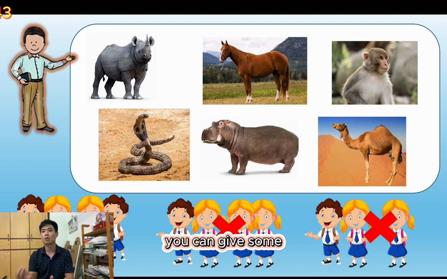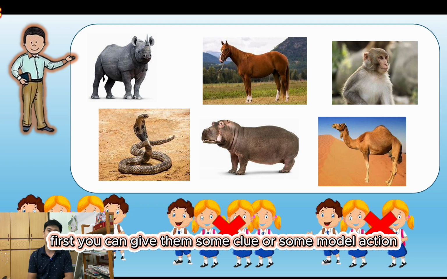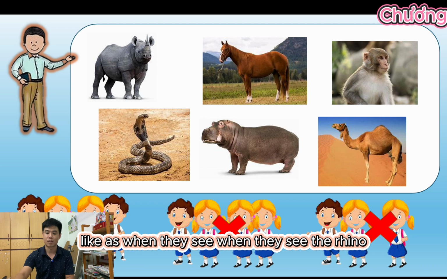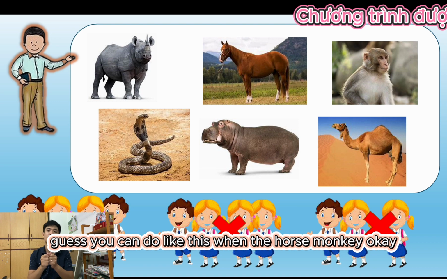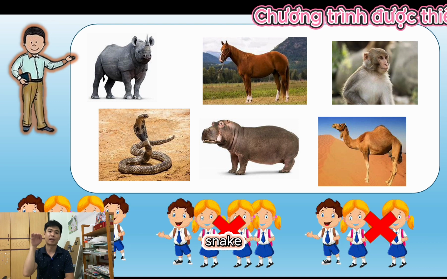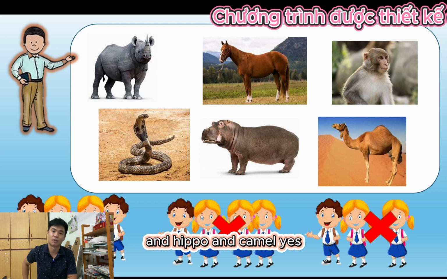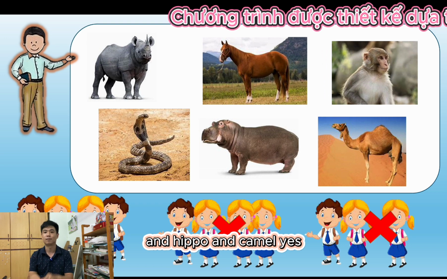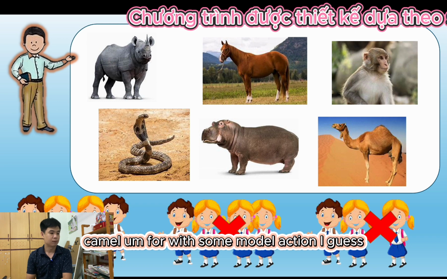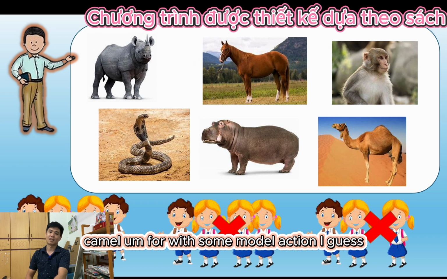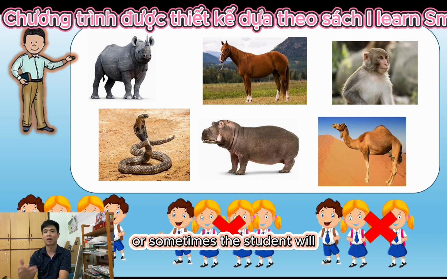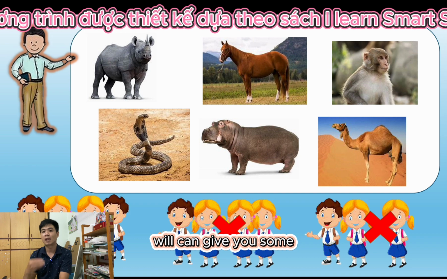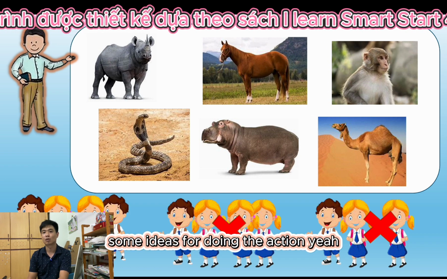For example, you can first give them some clues or model actions, like when they see the rhino, you can do it like this. When the horse, monkey, snake, hippo and camel appear, you can use some model actions. That depends on your idea, or sometimes the students can give you some ideas for the actions.